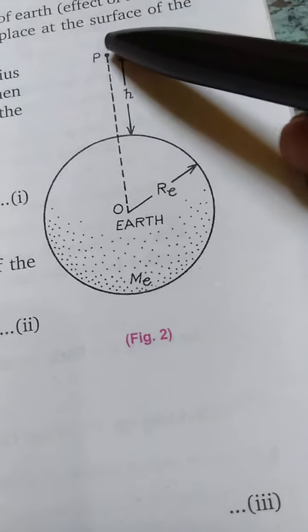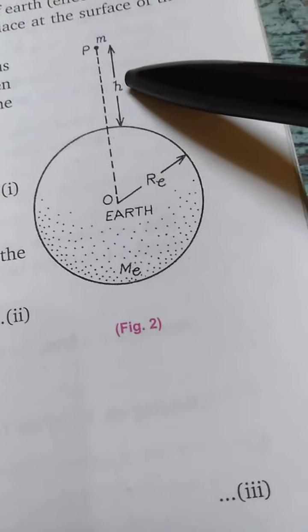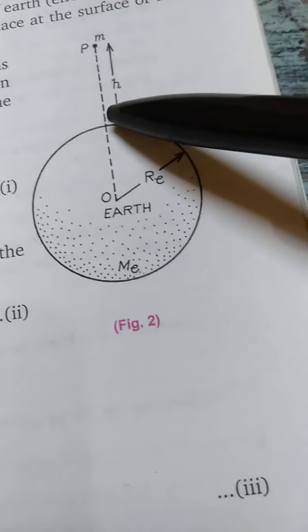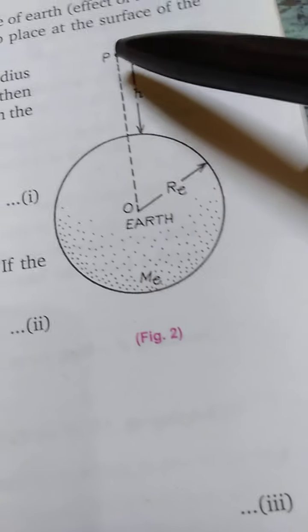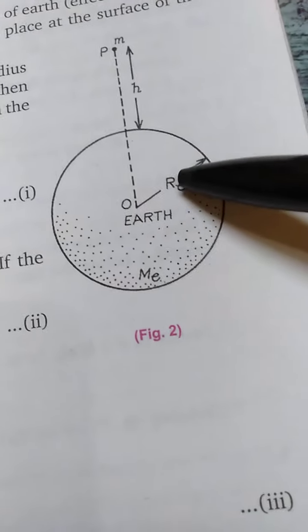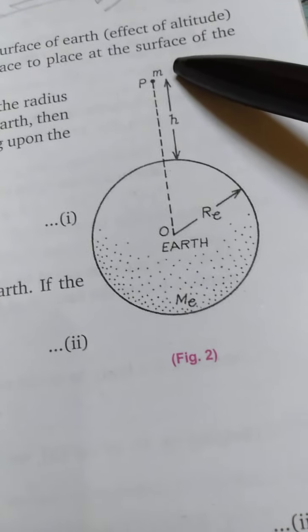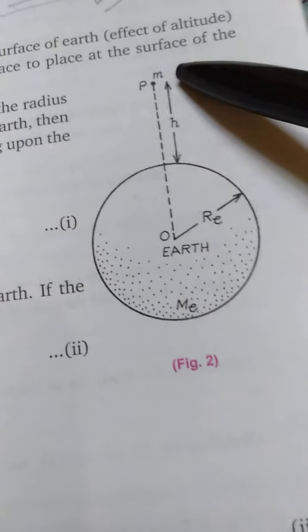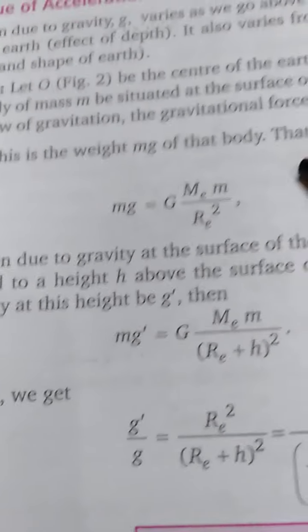Suppose we are at a point which is at a height h from the surface of Earth. What will be the value of g in terms of the g value on the surface of Earth? So let us consider this is the Earth surface, and we have an object here at a considerable height h compared to the radius of the Earth. We are interested to know the value of g here.